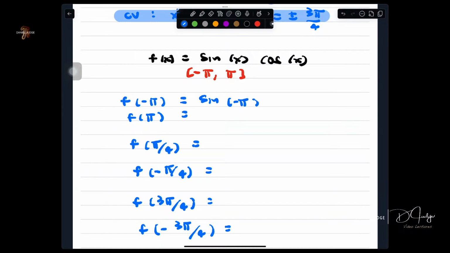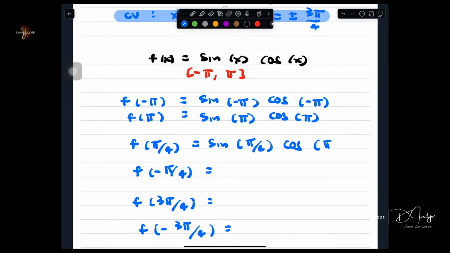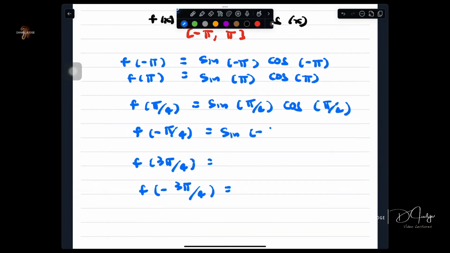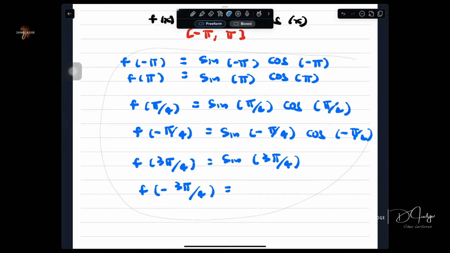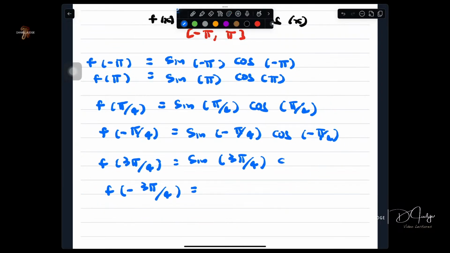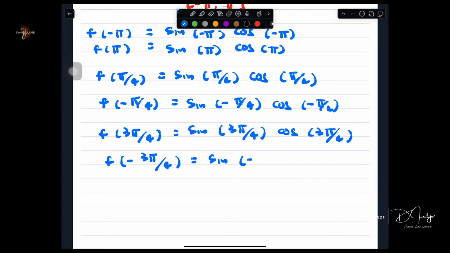So that'll be sine negative pi times cosine negative pi, sine pi times cosine pi, sine pi over 4 cosine pi over 4, sine negative pi over 4 cosine negative pi over 4, sine 3 pi over 4 cosine 3 pi over 4, sine negative 3 pi over 4 cosine negative 3 pi over 4.